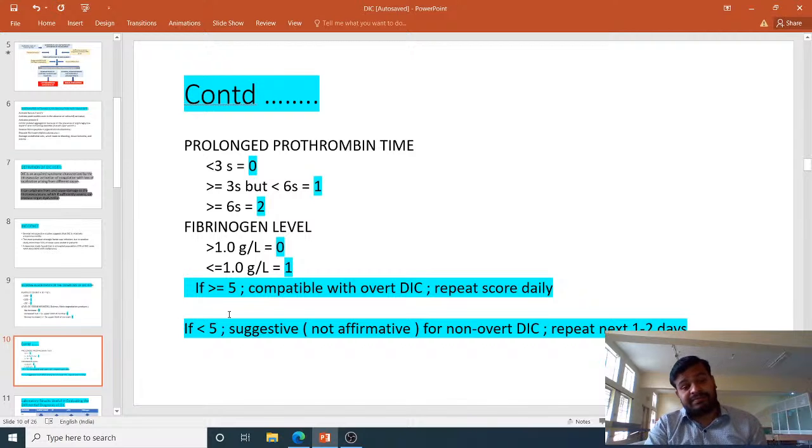So if the score is more than or equal to 5, it is compatible with overt DIC, and you will repeat the score daily. If it is less than 5, it is suggestive of non-overt DIC, and you will repeat it in the next 1 to 2 days.